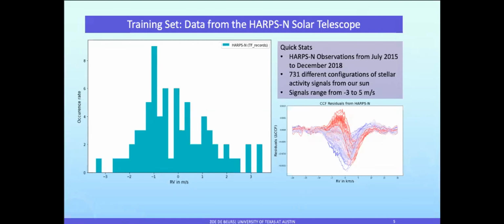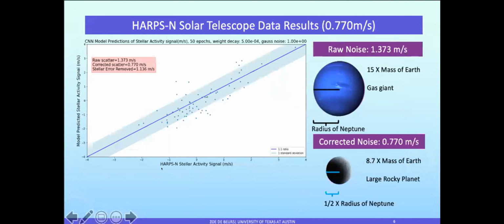So how well does this actually do when you feed these into a neural network and ask it to predict what is the activity signal, or what is the radial velocity due to stellar activity? So here we see that we have the HARPS North stellar activity signal on the x-axis and the model predicted stellar activity signal on the y-axis. And then here are the predictions by the neural network. So we started off with a raw scatter of about 1.37 meters per second. And by regressing out stellar activity using our neural network, we reduced this to about 0.77 meters per second.